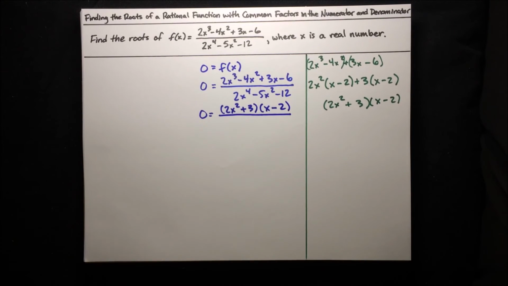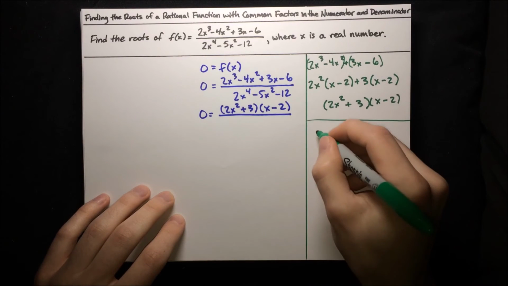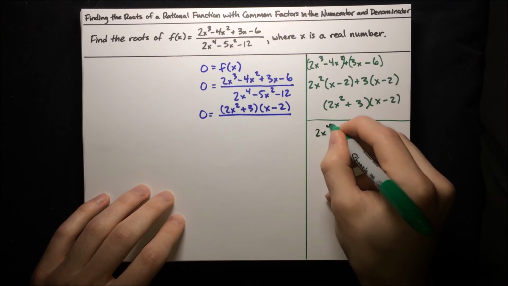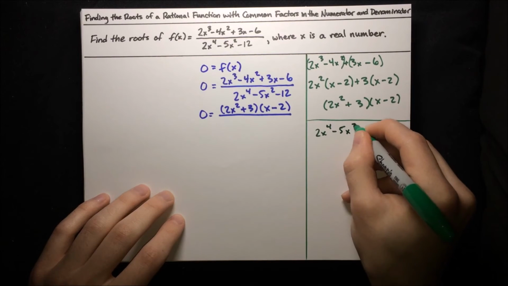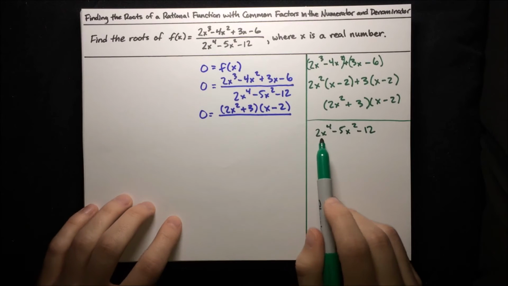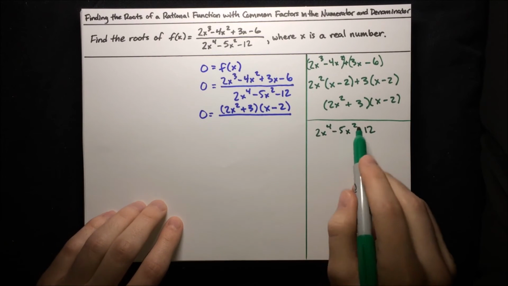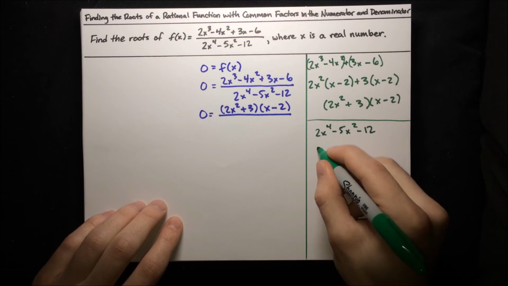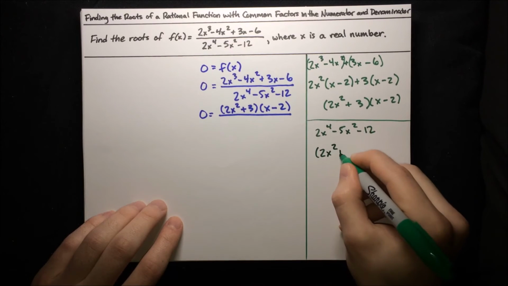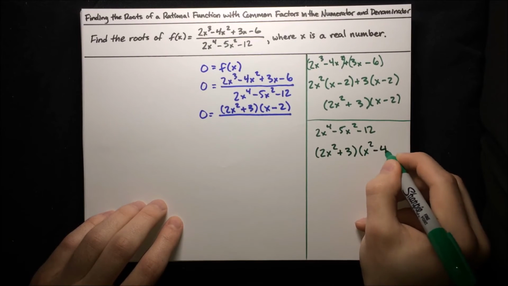go ahead and factor the denominator. The denominator we'll also do on the side here, so that's 2x^4 - 5x^2 - 12. And that's a bit easier to factor because it's really similar to a quadratic, except here we're working with x^4 and x^2. So this is just going to be (2x^2 + 3)(x^2 - 4).